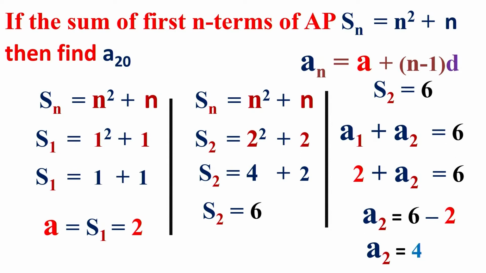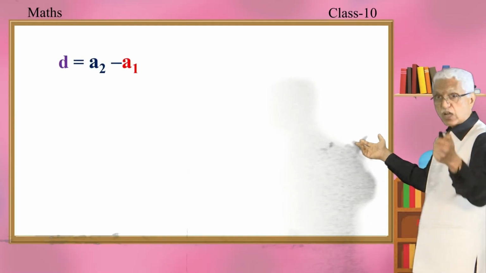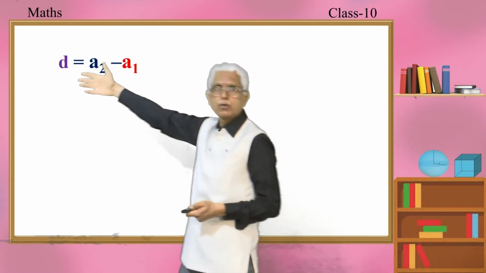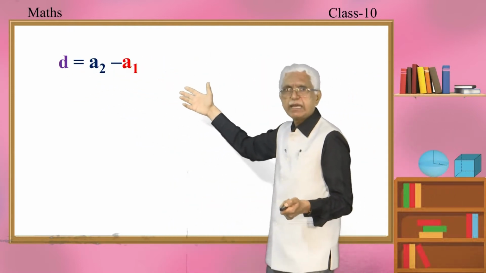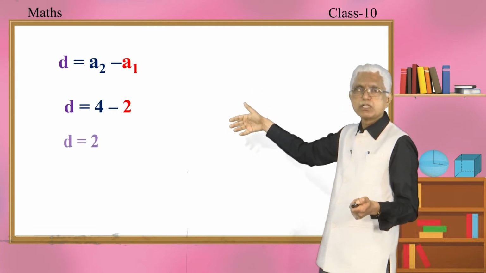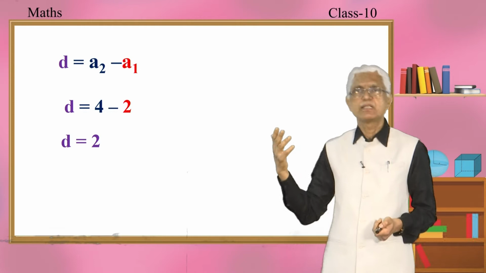What is the advantage of knowing the first term and the second term? Sir, I can find the common difference, sir. Please do that. So, common difference is second term minus first term, right? It is A2 minus A1. A2 was how much? 4. A1 was how much? 2. 4 minus 2 is 2. So, common difference is 2.